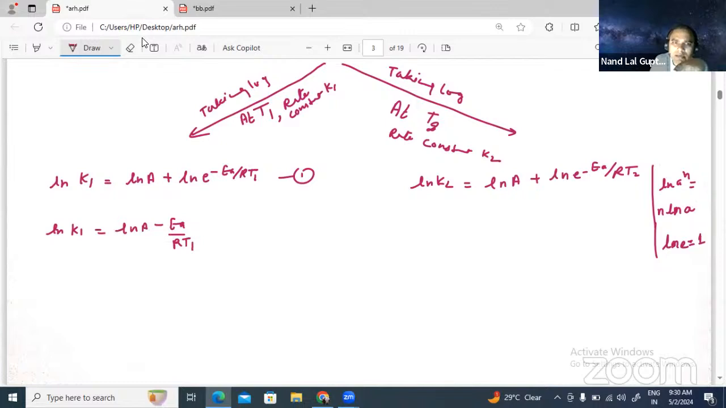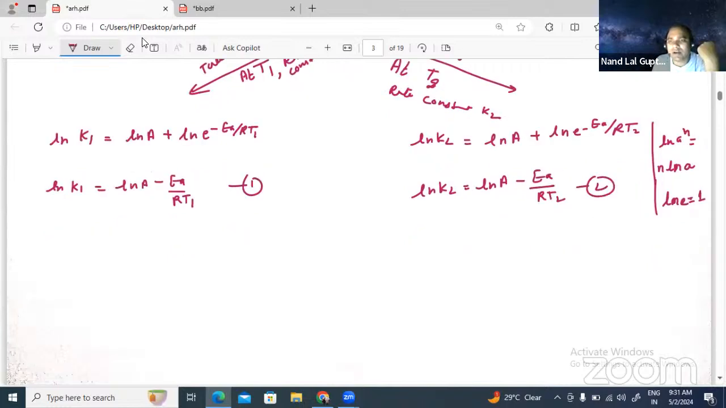Now, suppose this one is one equation. Instead of writing this, I am mentioning this is equation 1. And instead of writing this, we are writing ln K2 is equal to ln A minus Ea upon RT2. Equation number 2. Which temperature is more, T1 or T2?